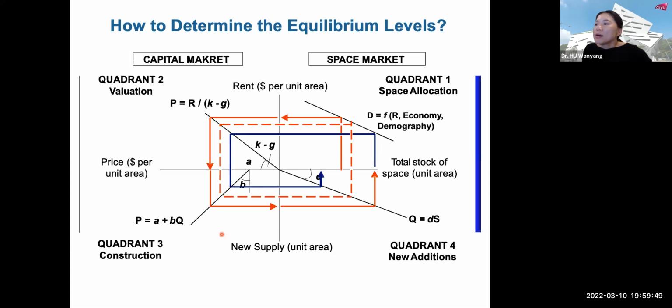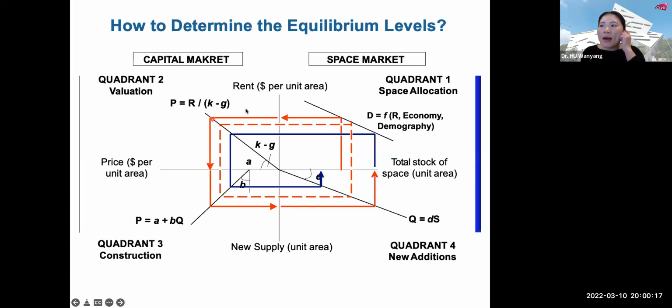Okay, so first of all, let's look at the layout of this model. Here we have the total stock of the space, and here we have the rent level. Here we have the new supply, which is the construction. So this is the C, this is the S, this is the C, and this is the rent.